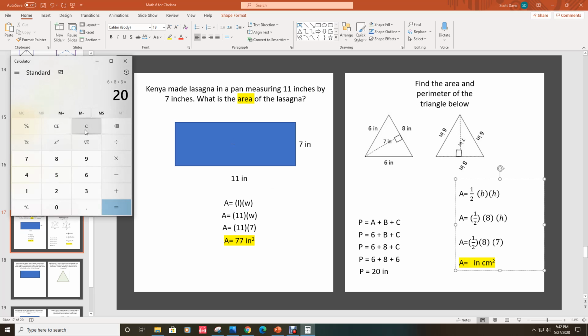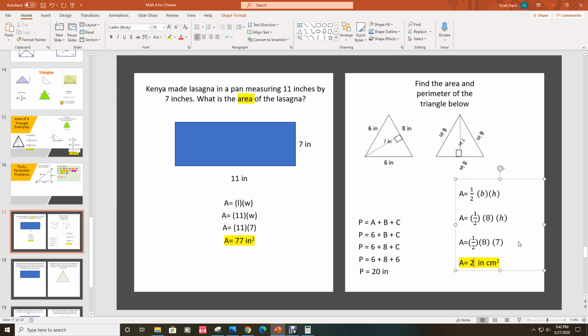So we're going to do it like this. We said that we know that 1/2 equals 0.5. So we're just going to go ahead and put that in the calculator like that. So 0.5, okay, times 8 times 7 equals 28.